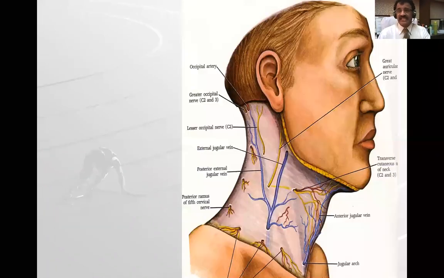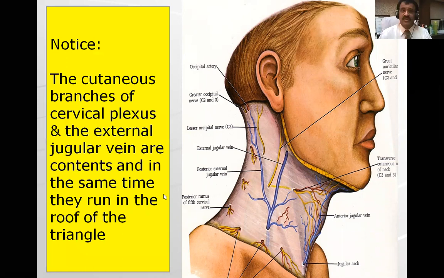Well, here you can see the picture of deep cervical fascia. The skin is removed, superficial fascia is removed, and only the deep fascia is kept here to show you. The cutaneous branches of the cervical plexus and the jugular vein are contained, and at the same time they run in the roof of the triangle, as seen here.